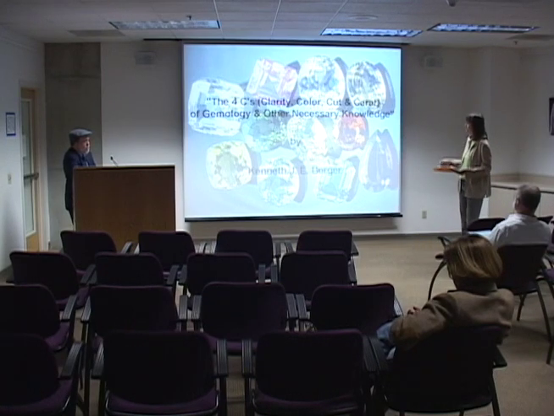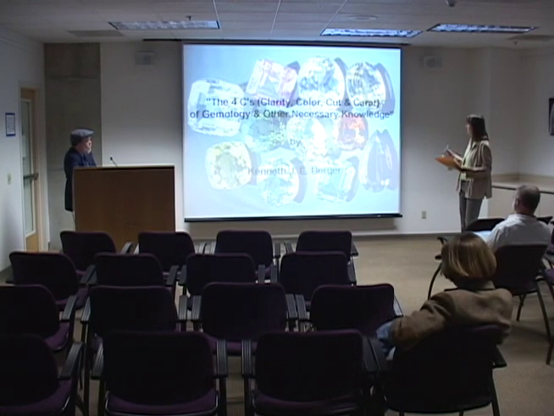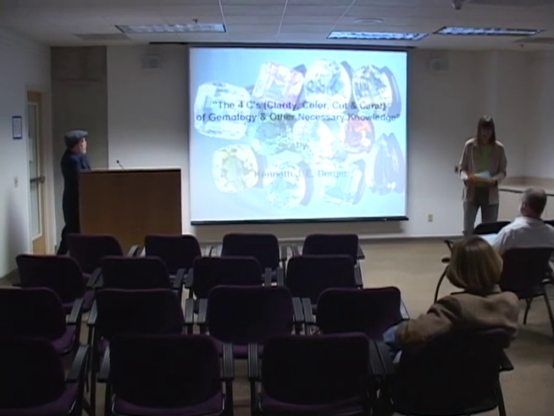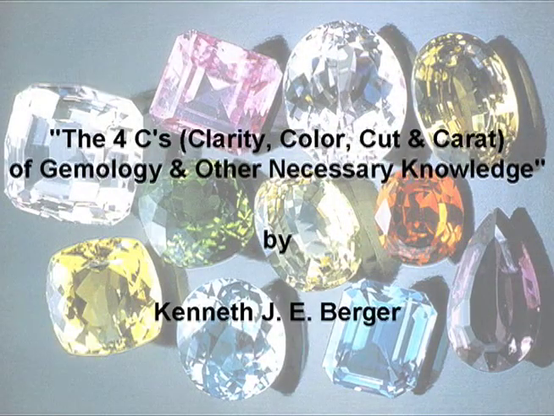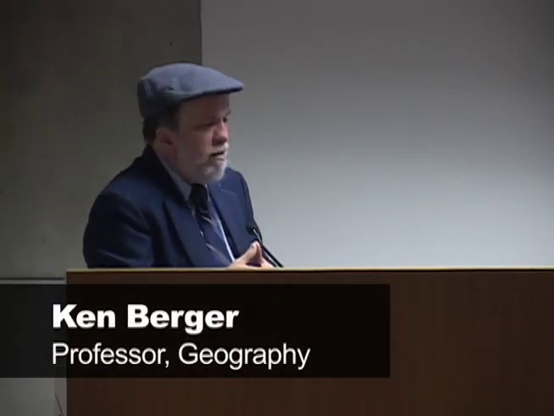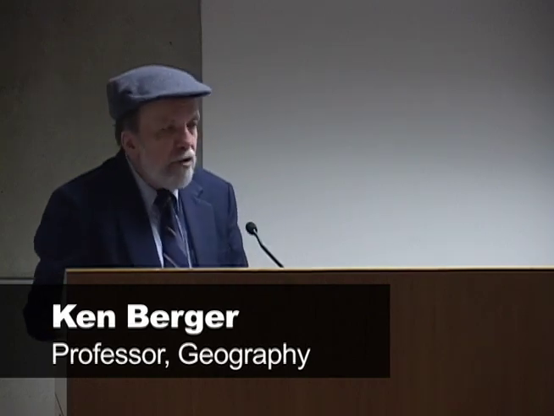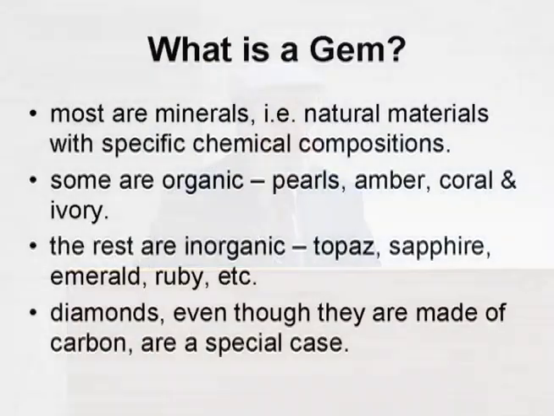Okay, so he's going to talk to us about gemology of the four C's: clarity, color, cut, and carat. Thank you, Michelle. The four C's. Maybe you've heard of them mentioned when you were buying an engagement ring, maybe a diamond solitaire or earrings or some other type of jewelry. Perhaps you even know that the four C's stand for clarity, color, cut, and carat. So what I hope to do in this lecture is to discuss these four qualities of gemstones and some other related important factors. Well, the first thing we should say is, what is a gem?